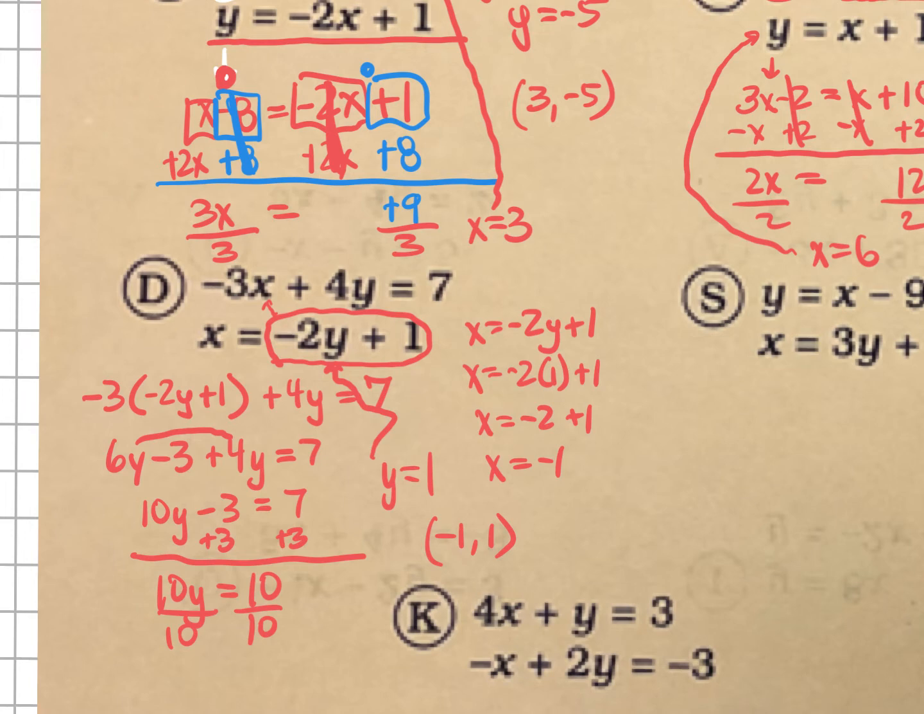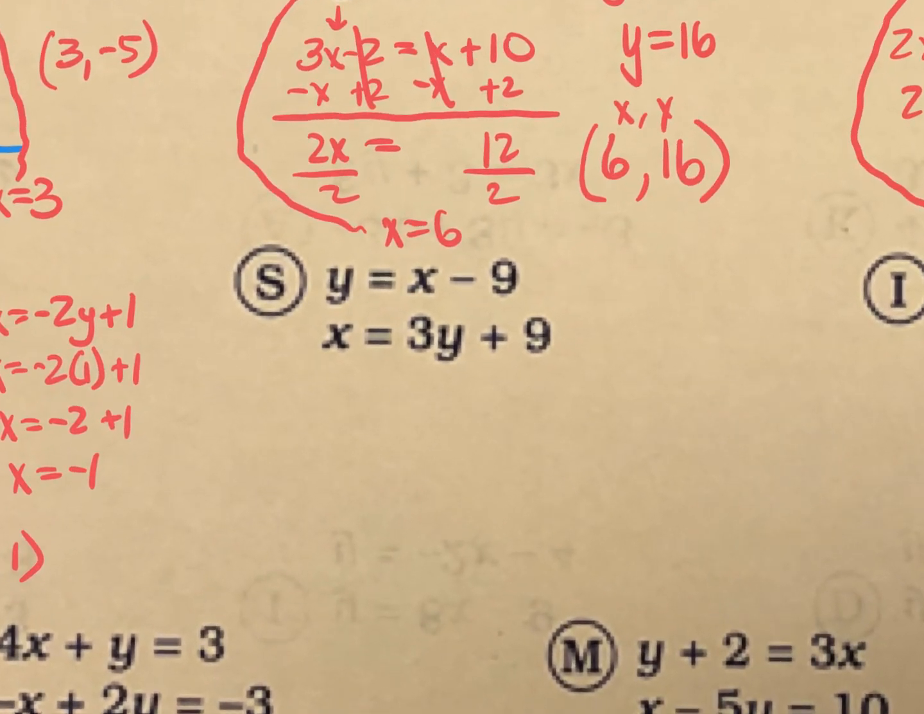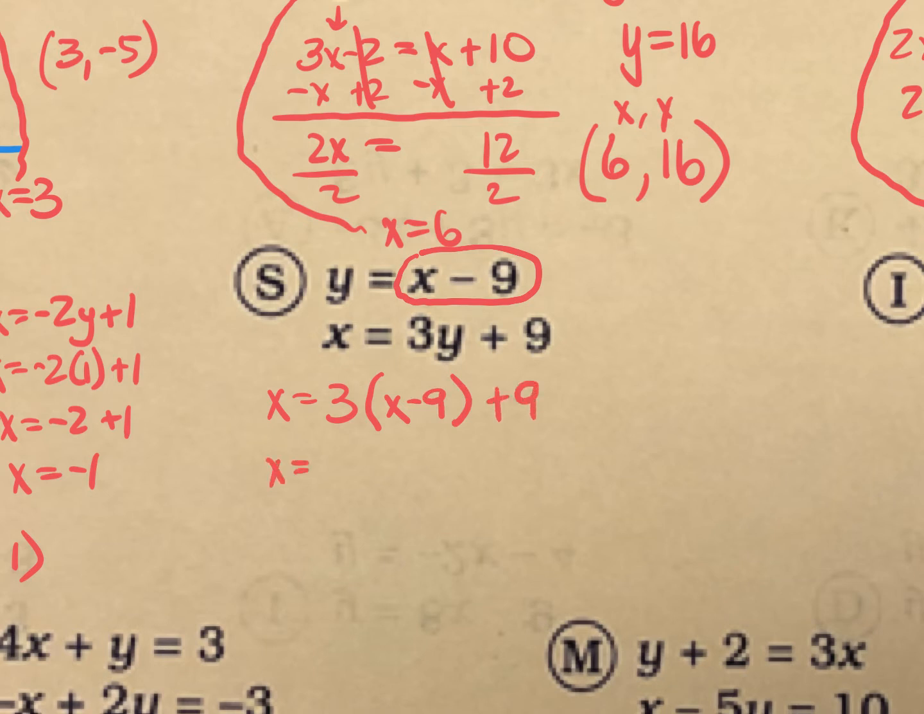Good. All right, next one. Right away, I know what y is equal to. Y is equal to x minus 9. So I can write x equals 3, but instead of y, I can write in x minus 9 plus 9. Do my distribution. 3 times x is 3x. 3 times negative 9 is negative 27 plus 9. Negative 27 plus 9 is negative 18, so 3x minus 18.